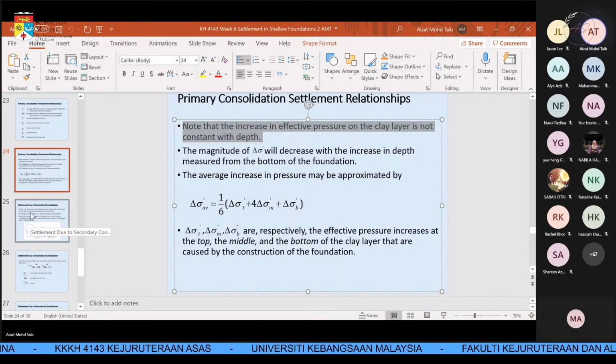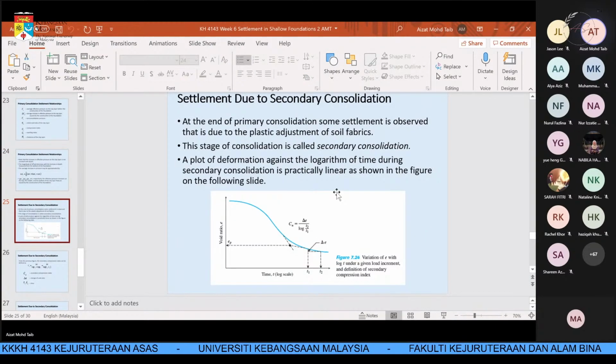Okay, so as we go to secondary consolidation settlement. At the end of the primary consolidation, some settlement is observed that is due to the plastic adjustment of soil fabrics. Okay, so plastic means there's no changes in volume. Alright. So this stage of consolidation is called secondary consolidation. A plot of deformation against the logarithm of time during secondary consolidation is practically linear, as shown in the figure on the following slide.